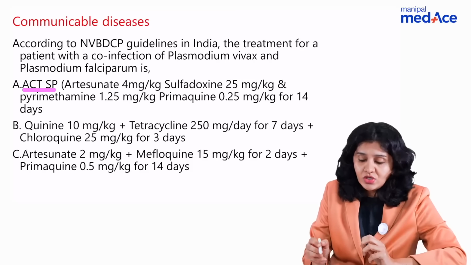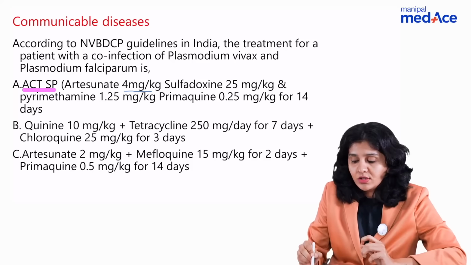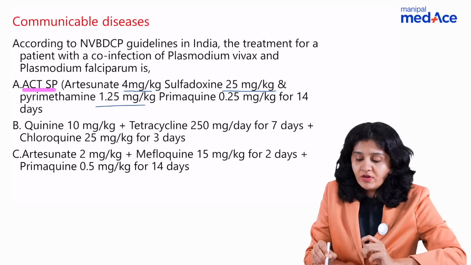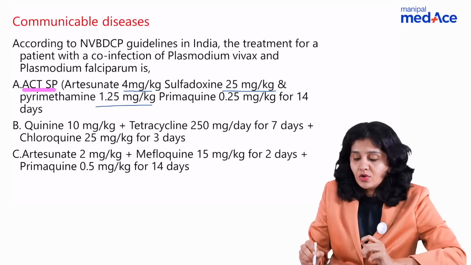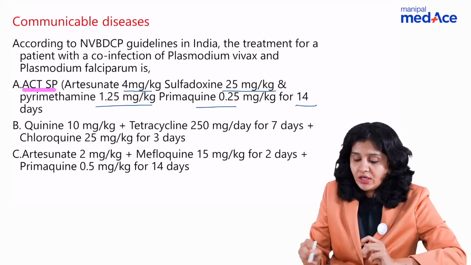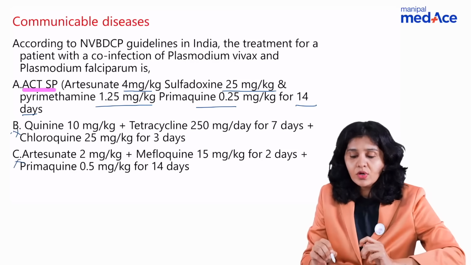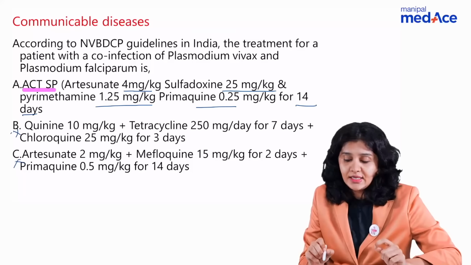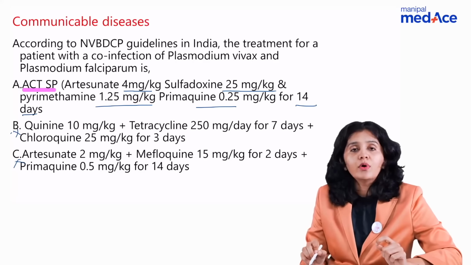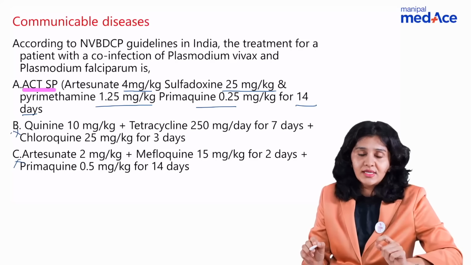So what is the dosage? Artesunate is 4 mg per kg body weight. Sulfadoxine is 25 milligrams per kg body weight, and pyrimethamine is 125 milligrams per kg body weight. You also give primaquine, that is 0.25 milligrams per kg body weight for 14 days. All right, the other options were wrong. So the correct answer for this is ACT-SP for 3 days and primaquine for 14 days. The dosage is also mentioned here. I hope you have marked this correctly.